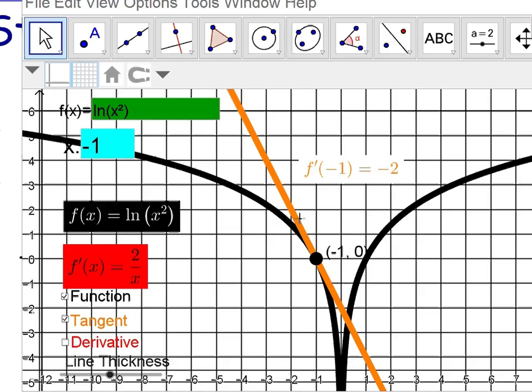At -1, we have this orange line, and we can see the slope is about -2, down 2 over 1. So again, when you find the derivative at a point, you're finding the slope of the tangent line at that particular x value.